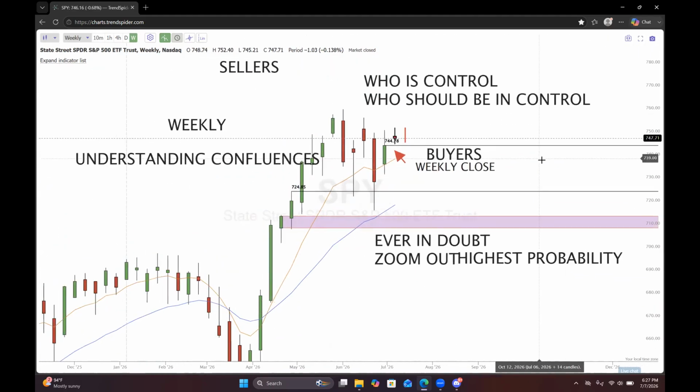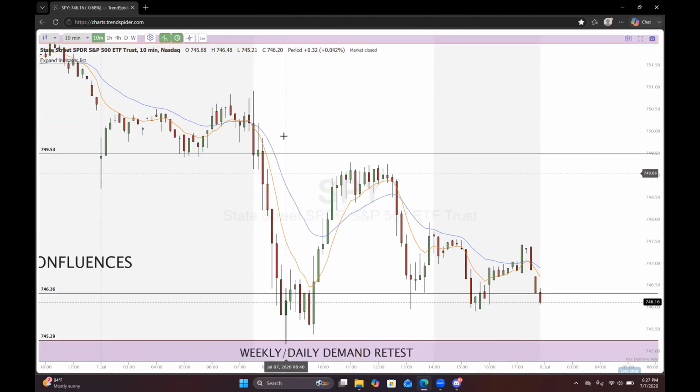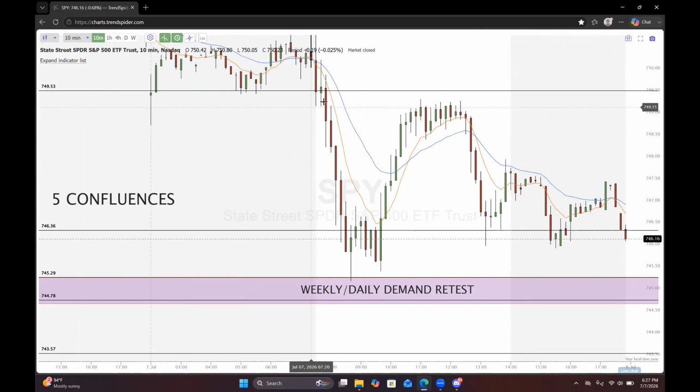So that goes back to exactly what I'm teaching you guys. Who is in control? Who should be in control? Yes, were the sellers in control here? Because I know I'm going to get a lot of questions. The sellers were in control. We were selling. Sellers were in control.